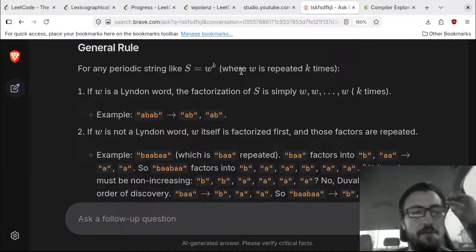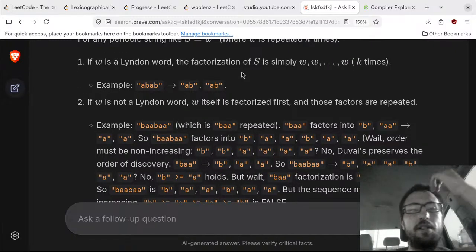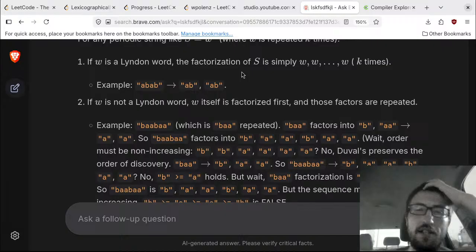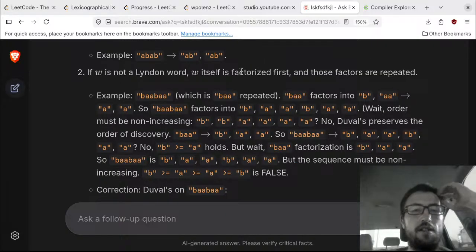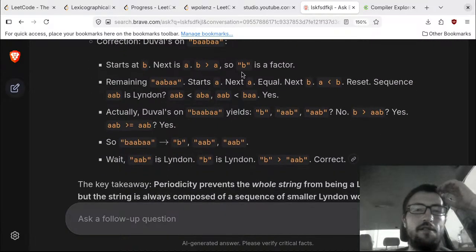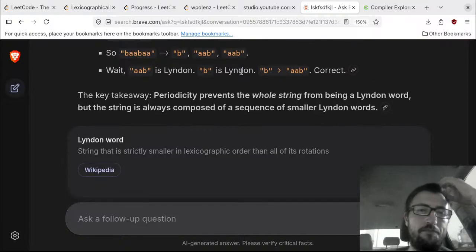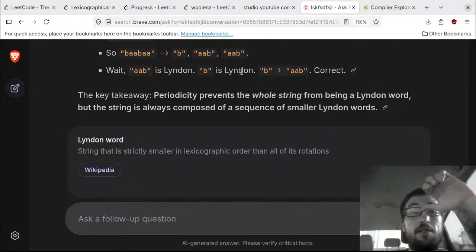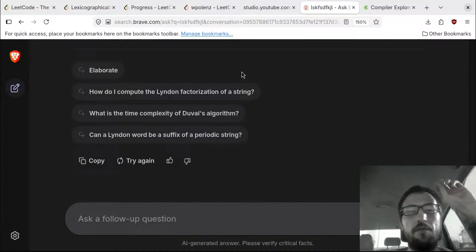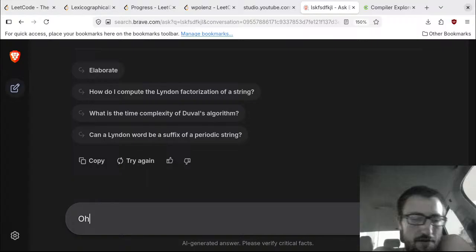If W is not a linear word, W itself is factorized first, and those factors are repeated. Key takeaway: periodicity prevents the whole string from being a linear word, but the string is always composed of a sequence of smaller linear words. Oh, interesting.